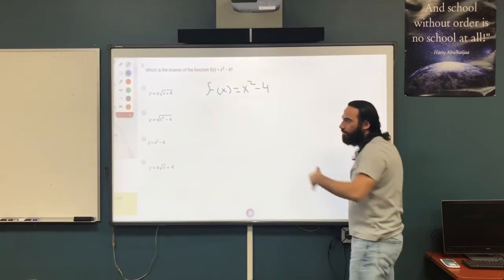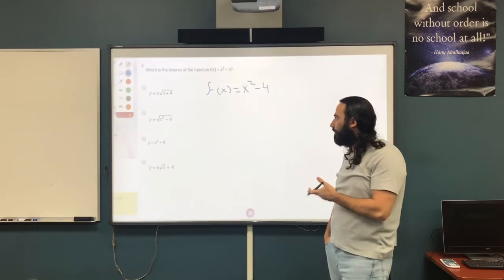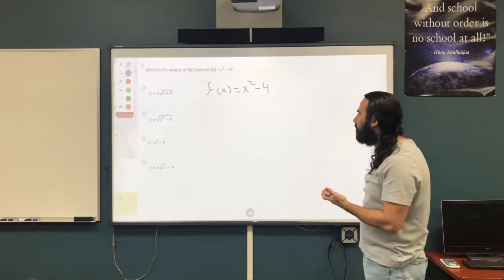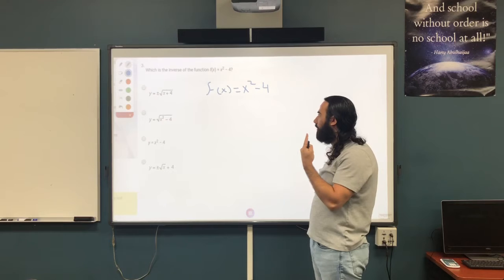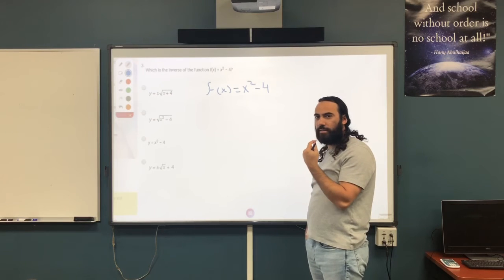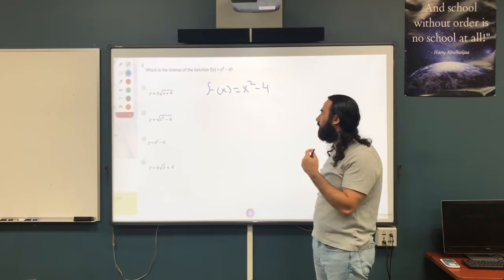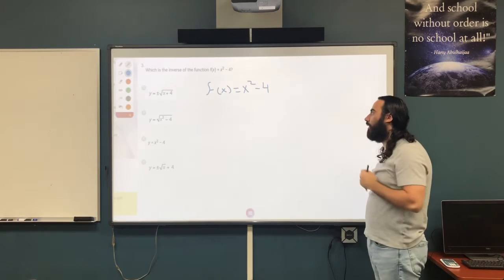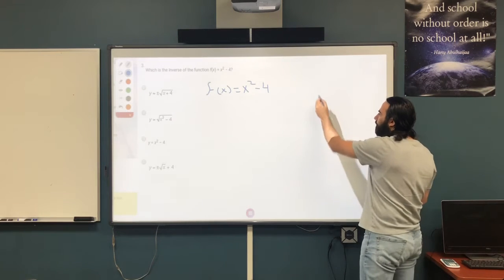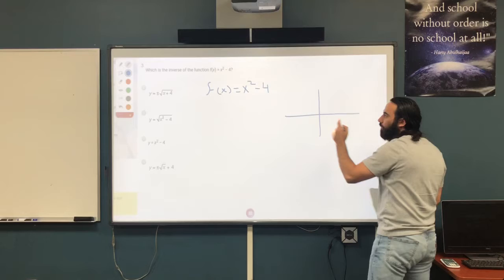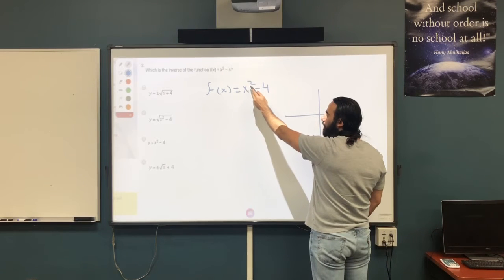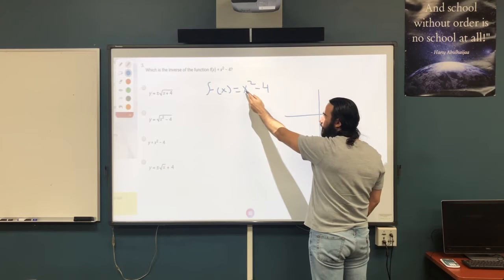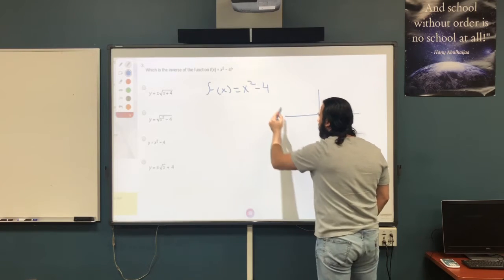Before we find the inverse, I just want to tell you, for example, this one is also a function. Why is it a function? Because every value x has a different y. For example, look at this one. If we plug in 2, 2 squared is 4, and 4 minus 4 is going to be 0.